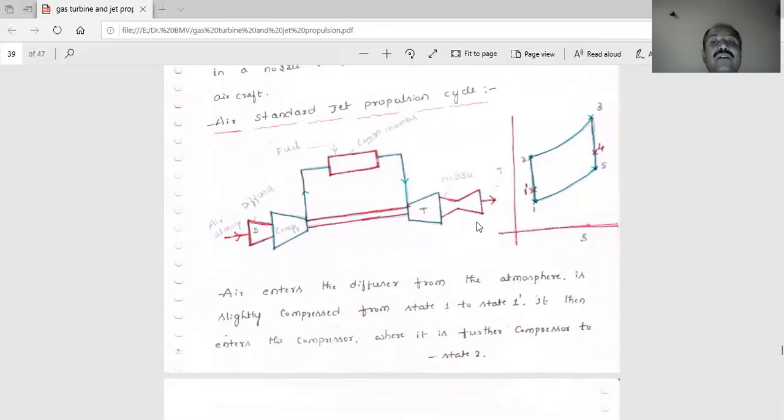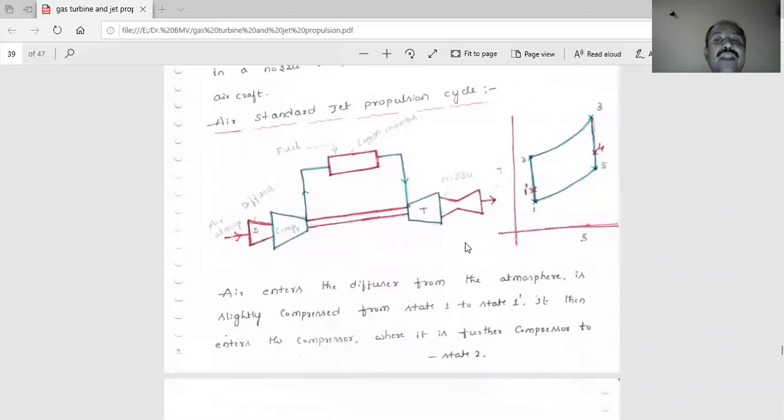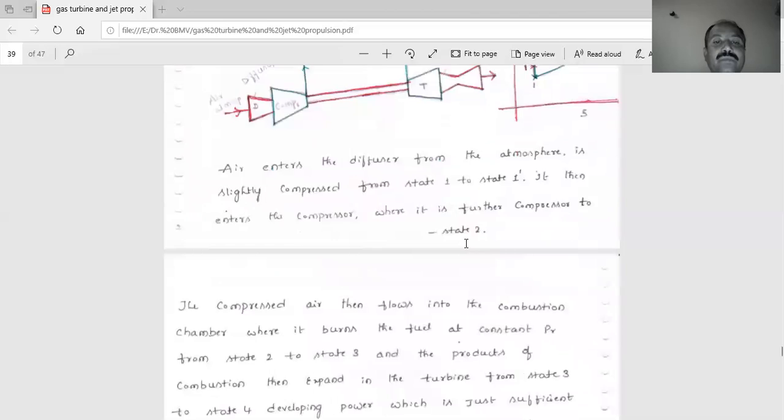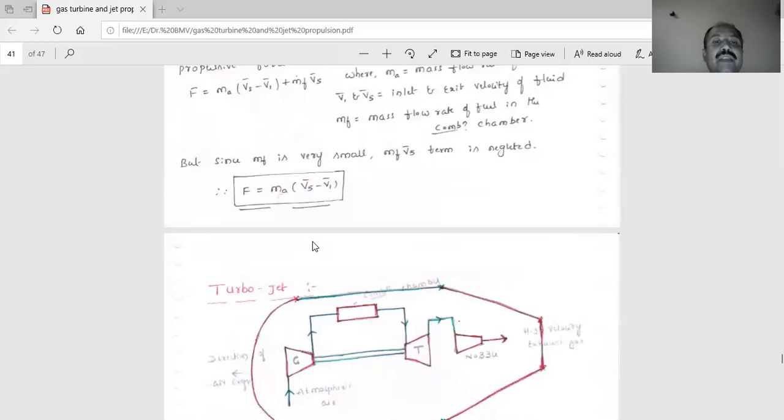The function of the nozzle is to give a thrust force to the aircraft, which lifts the aircraft from the earth, and like that the aircraft flies through the air. This is one of the simple mechanisms existing in the air standard jet propulsion cycle. Then this is the thrust force: force is equal to ma into (Vs minus V1), where ma is the mass of air, and the initial velocity and final velocity exist here.